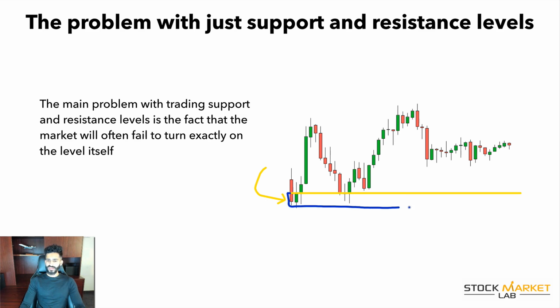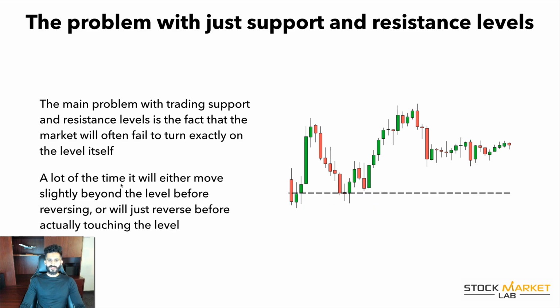But the people that have an area, right, are like, okay, this is the area. There's demand at this area. In this zone, we have demand. So I needed to get out of this zone for me to get into the trade, right? A lot of the time, it will either move slightly beyond the level before reversing, or will just reverse before actually touching the level, right? Sometimes, as I mentioned, it will go below it. Sometimes it'll touch it and then start reversing, right? That's why having zones, depending on the stock, is very important.